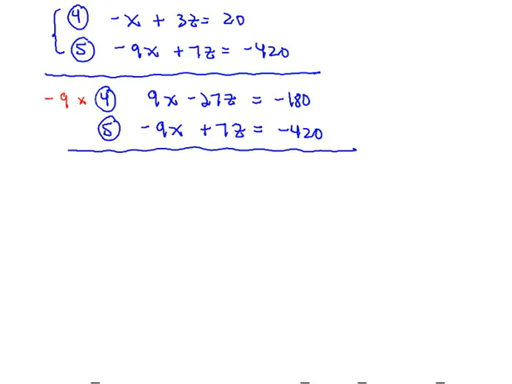Now, working with equations 4 and 5, I'm going to choose to eliminate the x terms. To accomplish that, we're going to multiply equation 4 by negative 9, and that will produce 9x minus 27z is equal to negative 180. Equation 5 remains unchanged, and so if we add the two equations together, we'll end up with negative 20z is equal to negative 600, or z will be equal to 30. So we can next substitute that value for z back into equations 4 or 5, and we'll go from there.